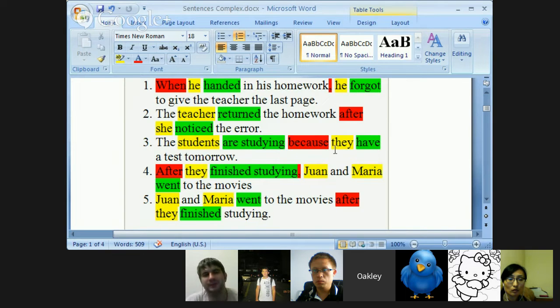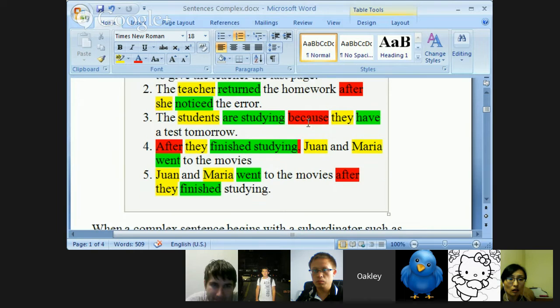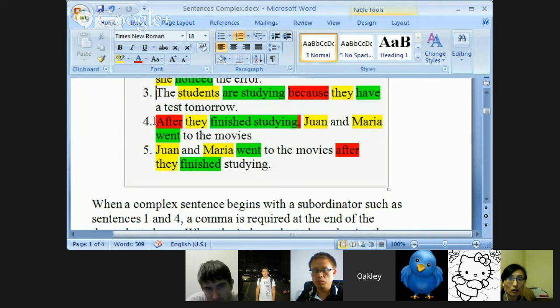The students are studying because they have a test tomorrow. Okay, I want to also point out with number 3, I could easily say Bobby and Susie are studying. All right, I can have two subjects, no problem, because they have a test tomorrow. That's still an independent, simple sentence. There's no issues there with that.